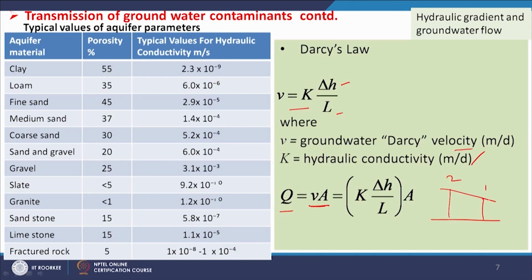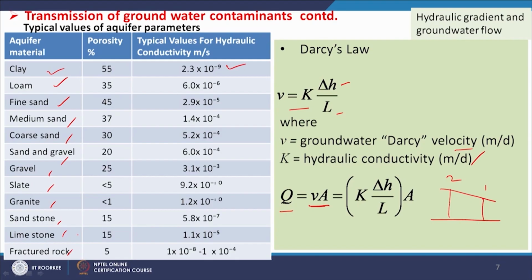So, these are the different values of the porosity and the hydraulic conductivity. As we mentioned, the porous structure of the aquifer materials will be responsible for the flow of the water as well as the pollutants, and similarly the hydraulic conductivity we have discussed is also responsible. This table shows the typical values for different types of materials present in the aquifer.